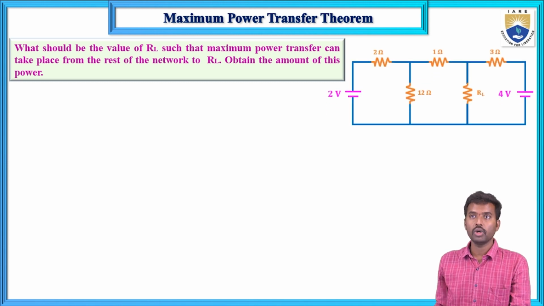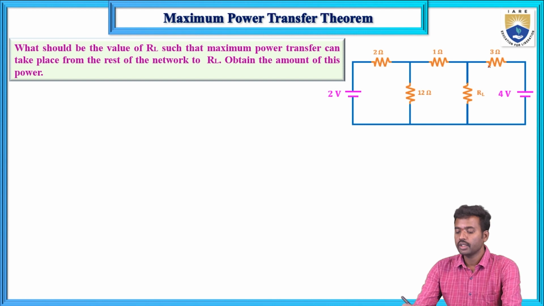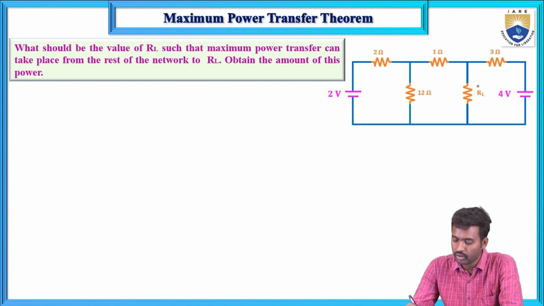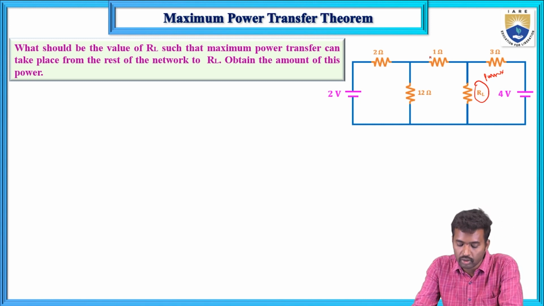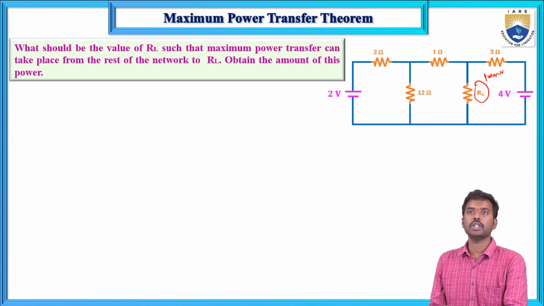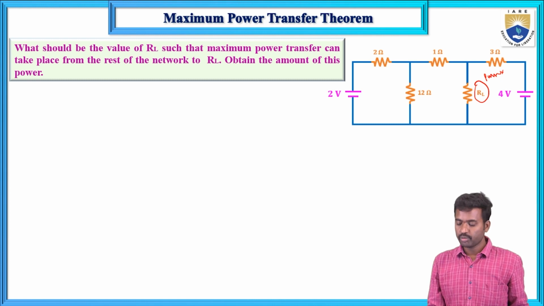Here two voltage sources are given in the network, 2 volts and 4 volts, with resistances 2, 12, 1, 3 ohms and RL. So find out this RL when maximum power is transferred to the load, and calculate the maximum power also. In each question there are two parts: RL value determination and P maximum determination.